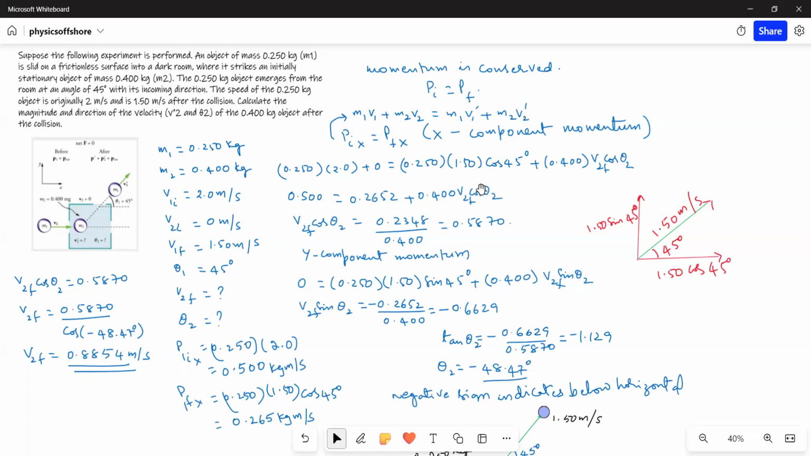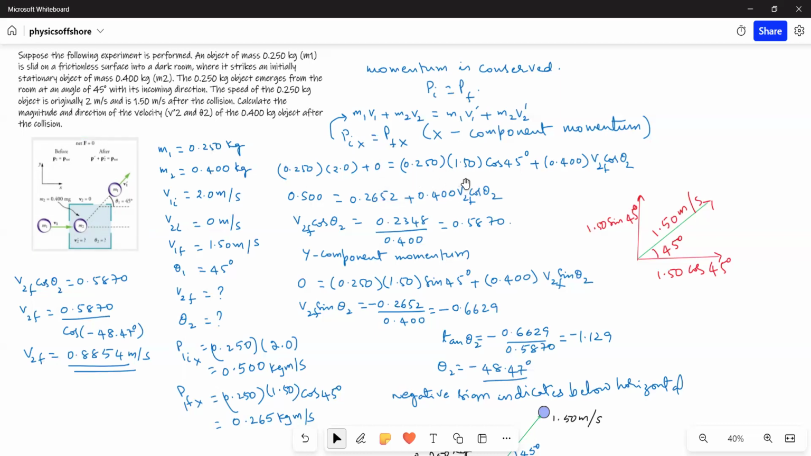Now, this is a two-dimensional collision, and initially, for the first and second objects, the x dimension momentum is there. Therefore, we will take the x component and first equate the x components, then we go for the y components. Now, what is the x component momentum of the first object? Mass into velocity, so 0.25 kilograms and 2 meters per second. And what is the momentum of the second object? 0, because the object is at rest, so mass into velocity becomes 0.